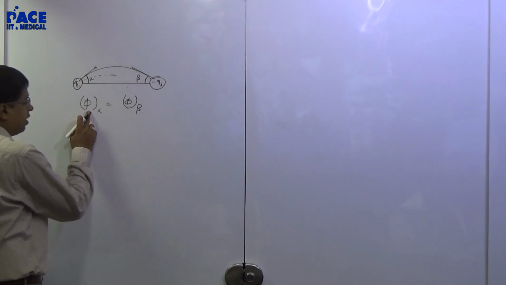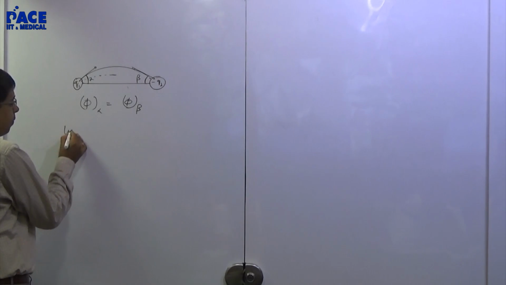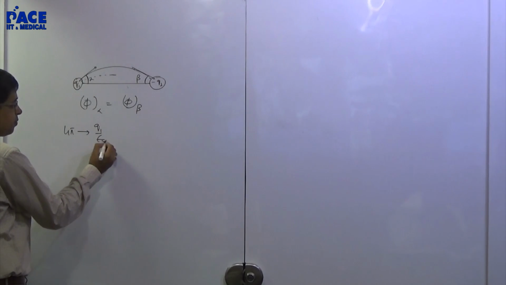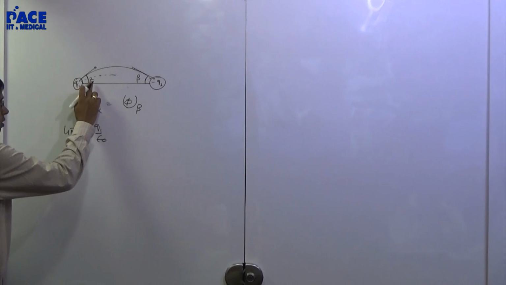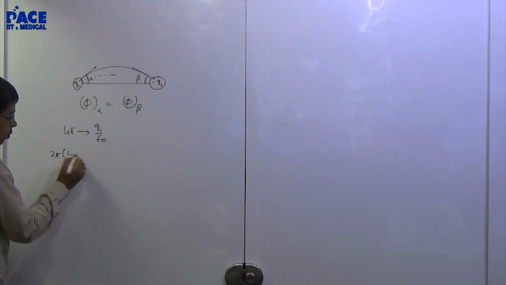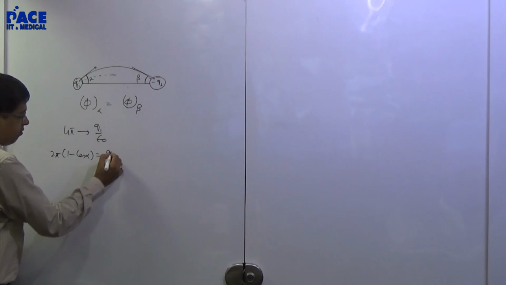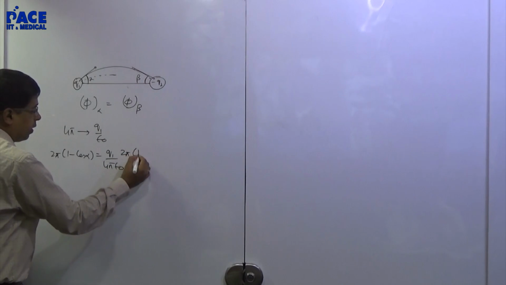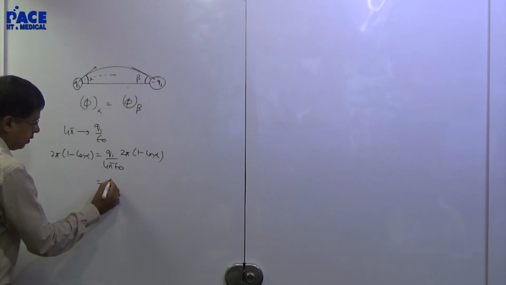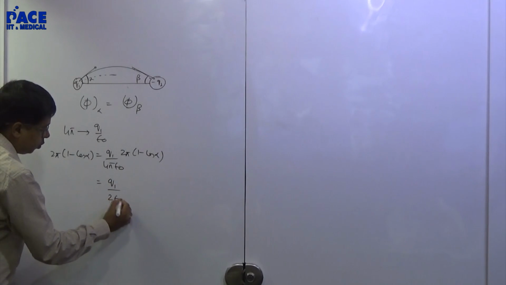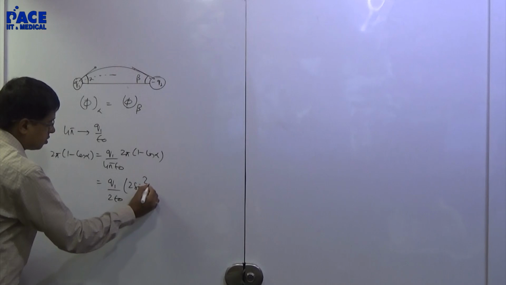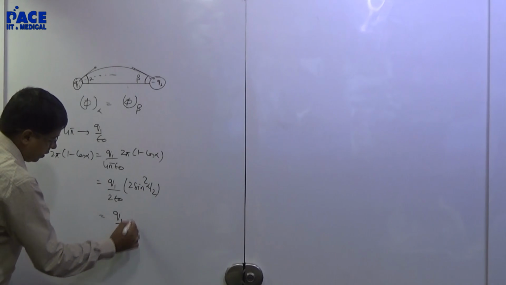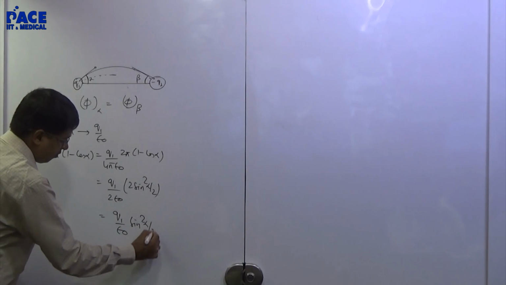What will be the flux generated from here? 4 pi solid angle will have q1 by epsilon naught. This solid angle, this is 2 pi into 1 minus cos alpha, will have q1 by 4 pi epsilon naught into 2 pi into 1 minus cos alpha. This is q1 by 2 epsilon naught into 2 sin square alpha by 2. That is q1 by epsilon naught sin square alpha by 2.